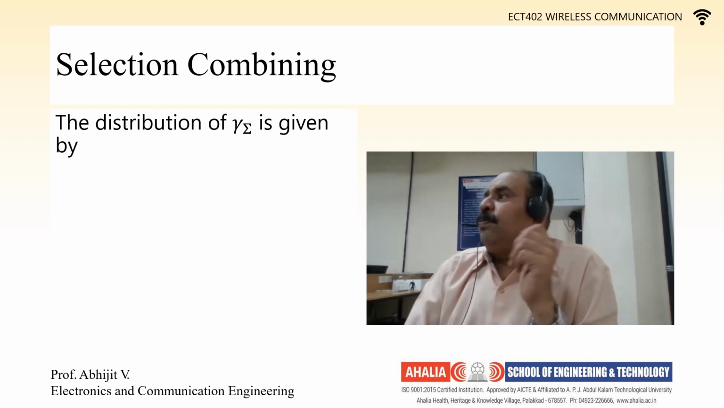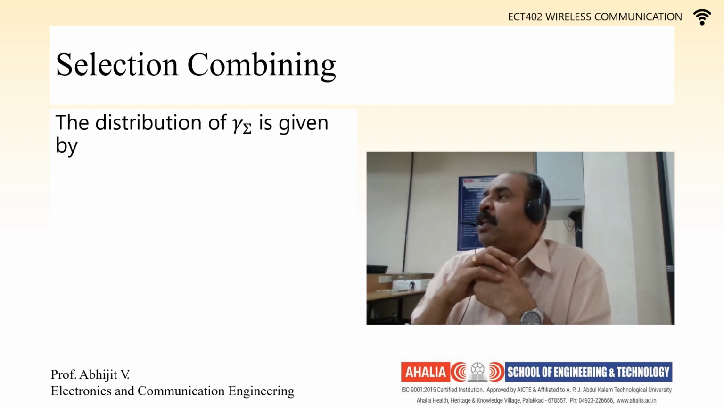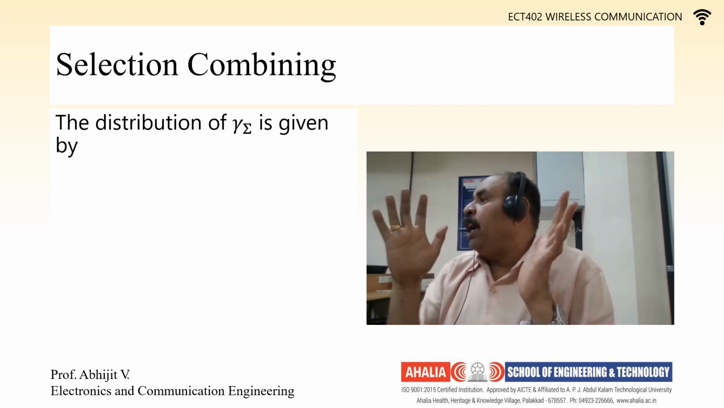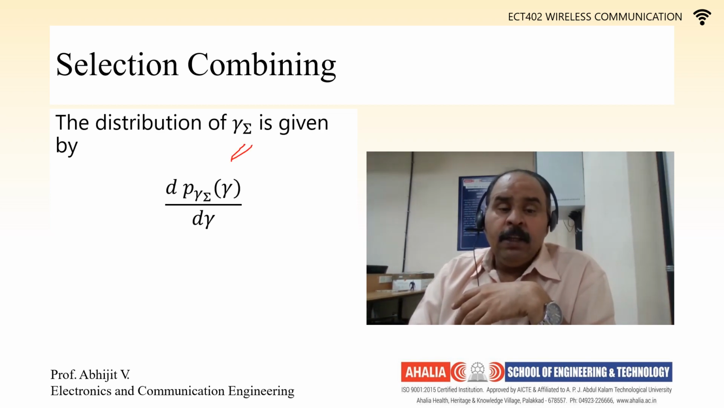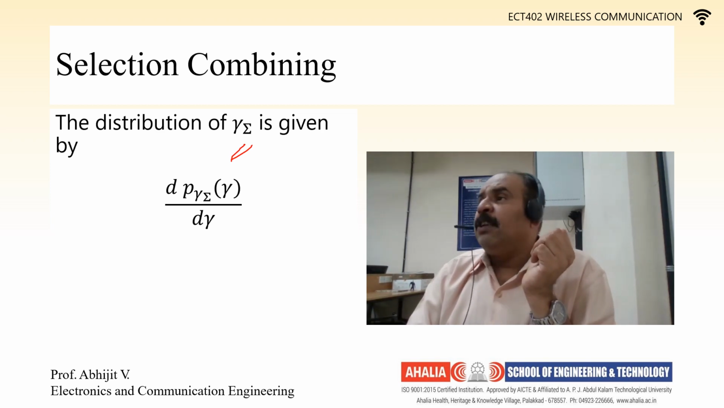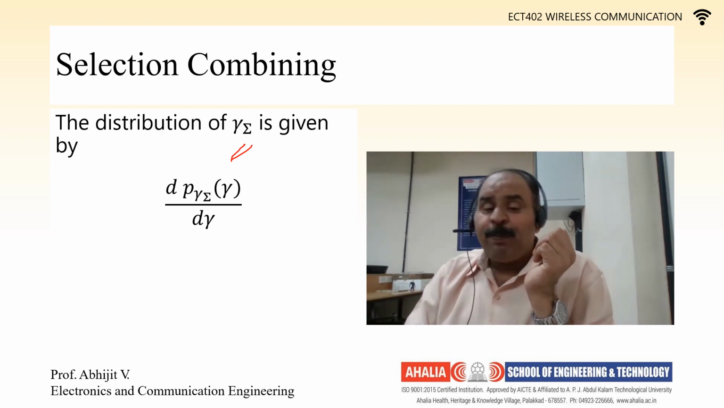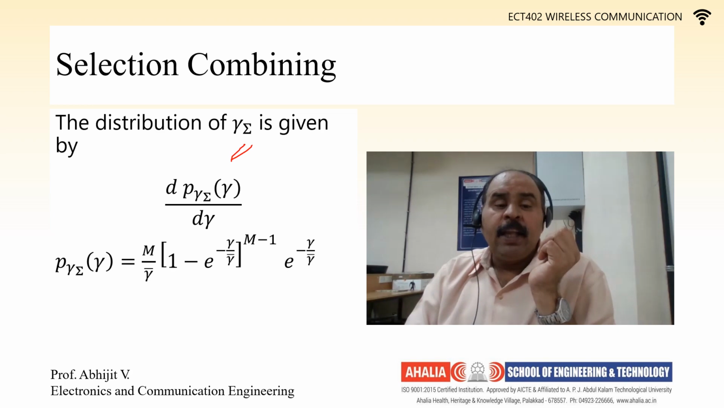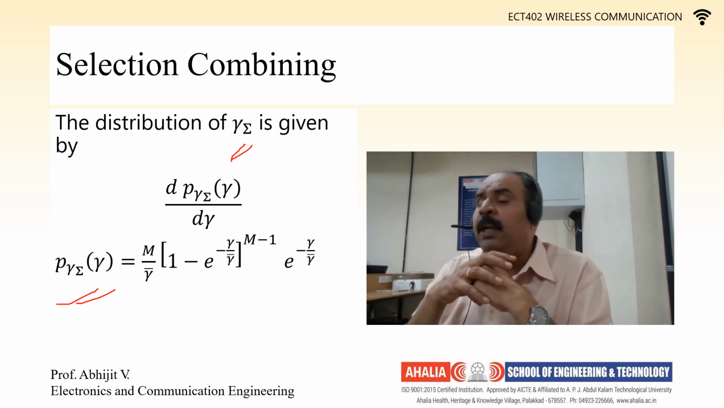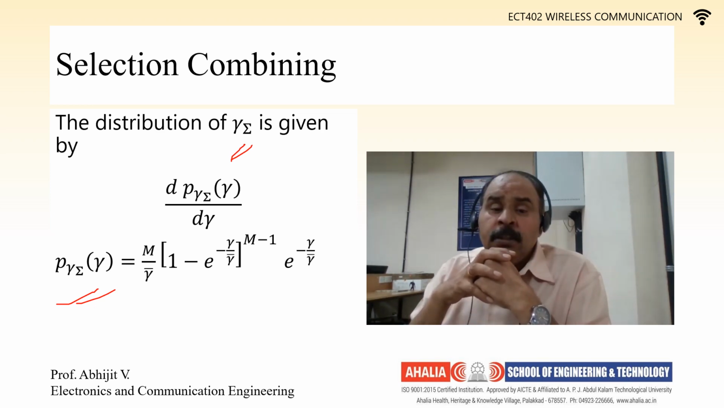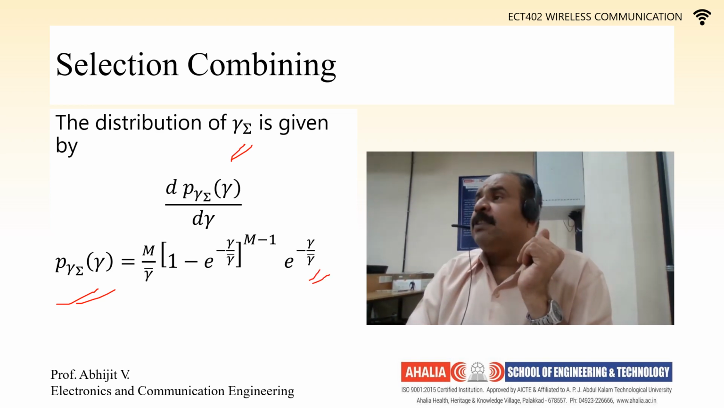So now our objective is to find out the distribution of the signal to noise ratio in the entire stream, entire m branches. Am I right? So the distribution of gamma sigma is given by the differentiation of P gamma sigma of gamma by d gamma. In that case, we are differentiating this, with that we will get P gamma sigma. We have found out that P gamma sigma at gamma is equal to m by gamma tilde, 1 minus e raised to minus gamma by gamma tilde whole raised to m minus 1, e raised to minus gamma by gamma tilde, where gamma tilde stands for the average SNRs at each point of time.